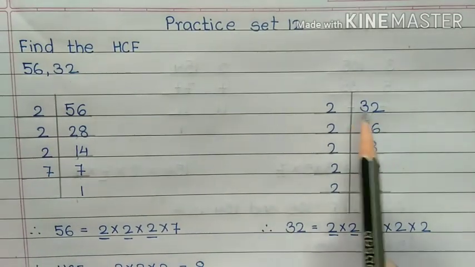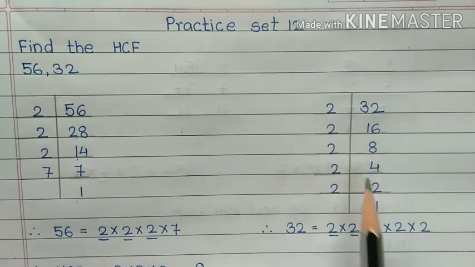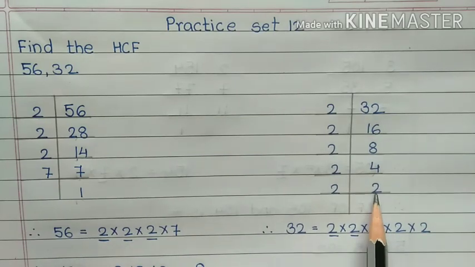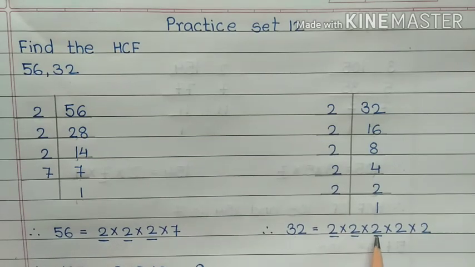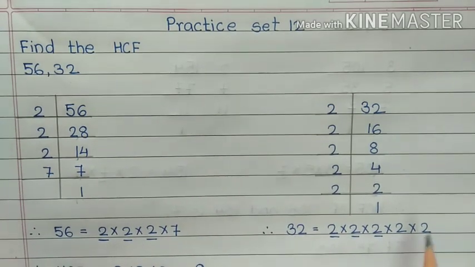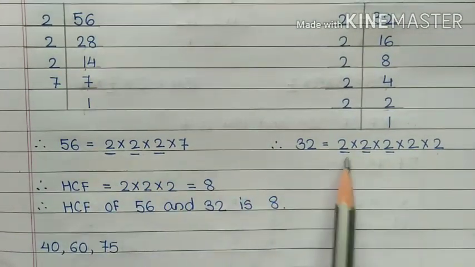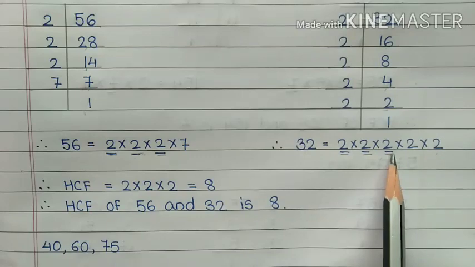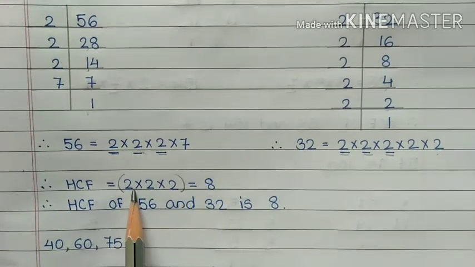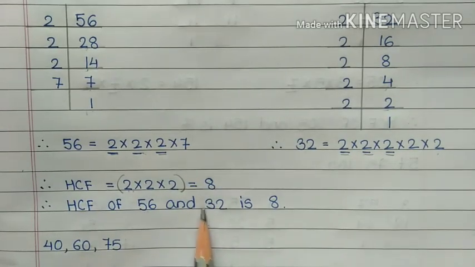32 is divisible by 2, 16. 16 is divisible by 2, 8. 8 is divisible by 2, 4. 4 is divisible by 2, 2. 2 is a prime number, 2 ones are 2. So 32 is equal to 2 multiply 2 multiply 2 multiply 2 multiply 2. Next step, underline the common prime factors: 2, 2 and one more 2. So the product of 2 into 2 into 2 is 8. So the HCF of 56 and 32 is 8.